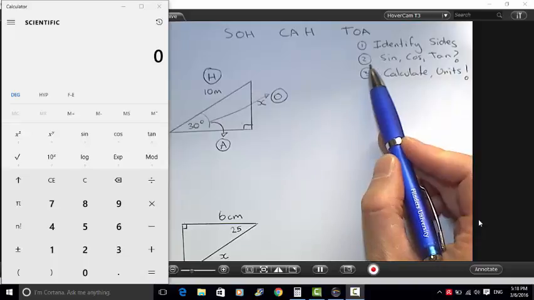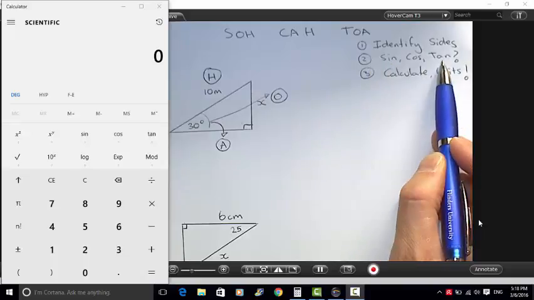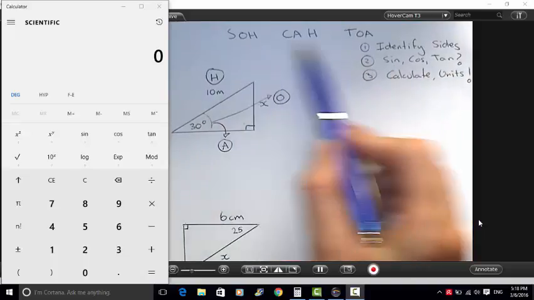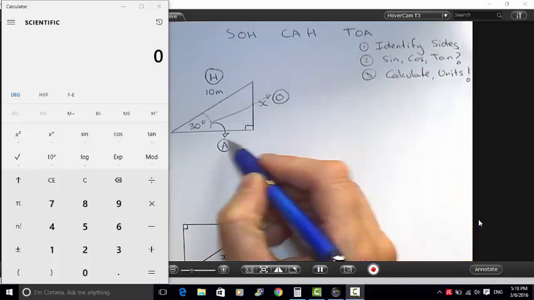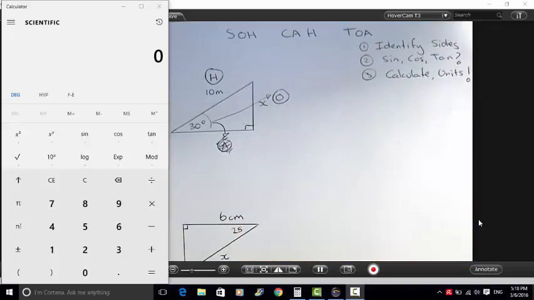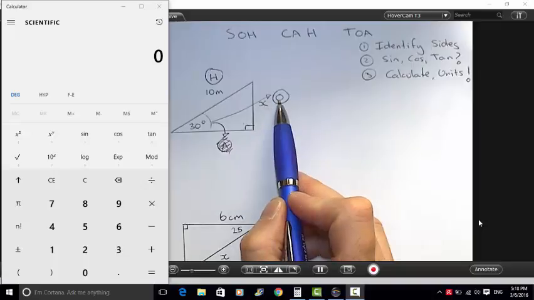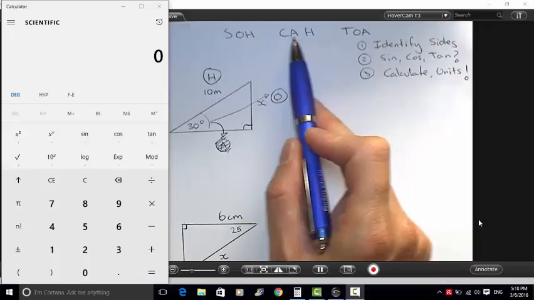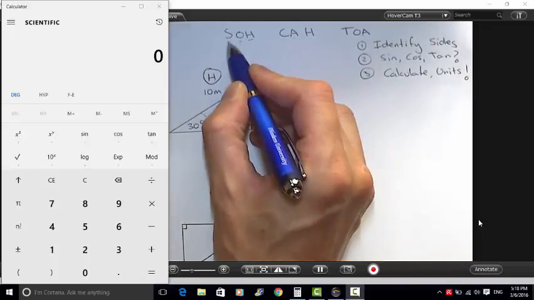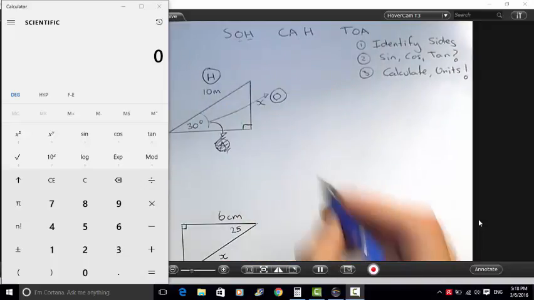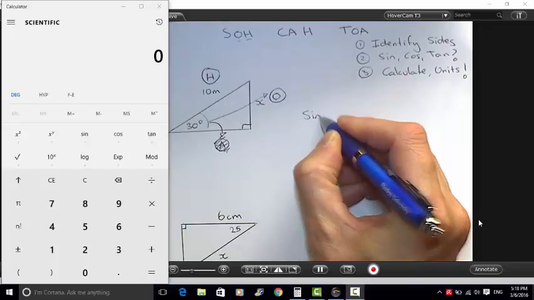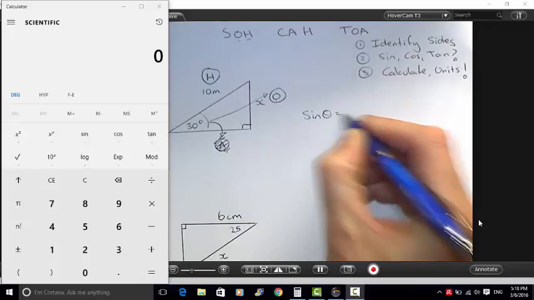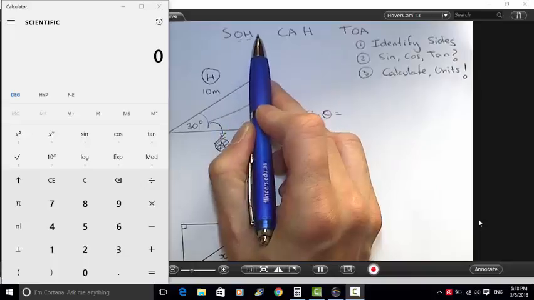Now we need to work out whether we use sine, cosine or tangent, and we use that with our SOHCAHTOA. We're not using the adjacent side in this one, so we can cross it out. We're using the opposite and the hypotenuse. So if we look through here, the one that's got the opposite and the hypotenuse is sine. So we're going to write the formula. Sine of the angle equals opposite divided by hypotenuse.